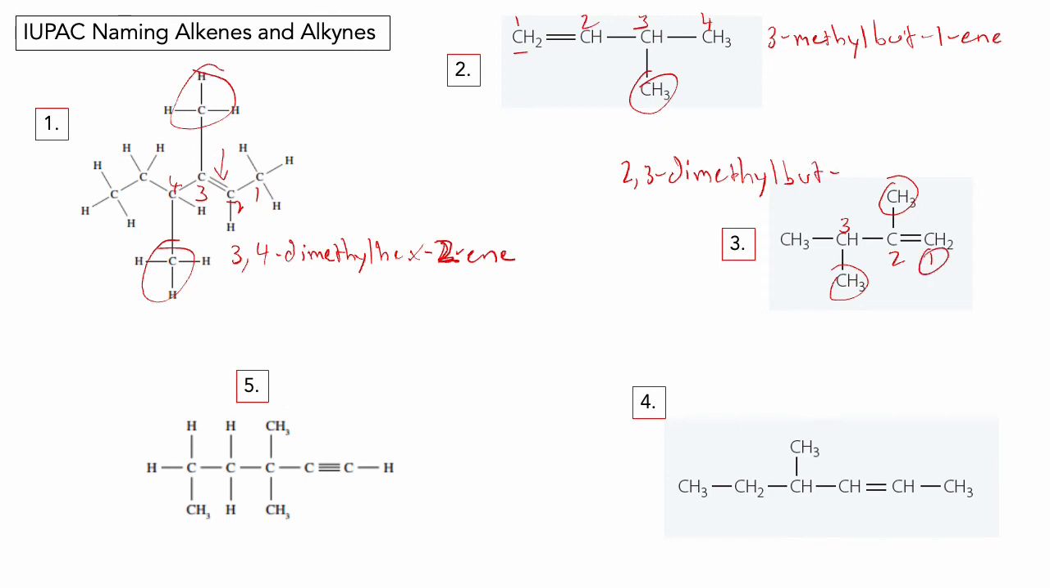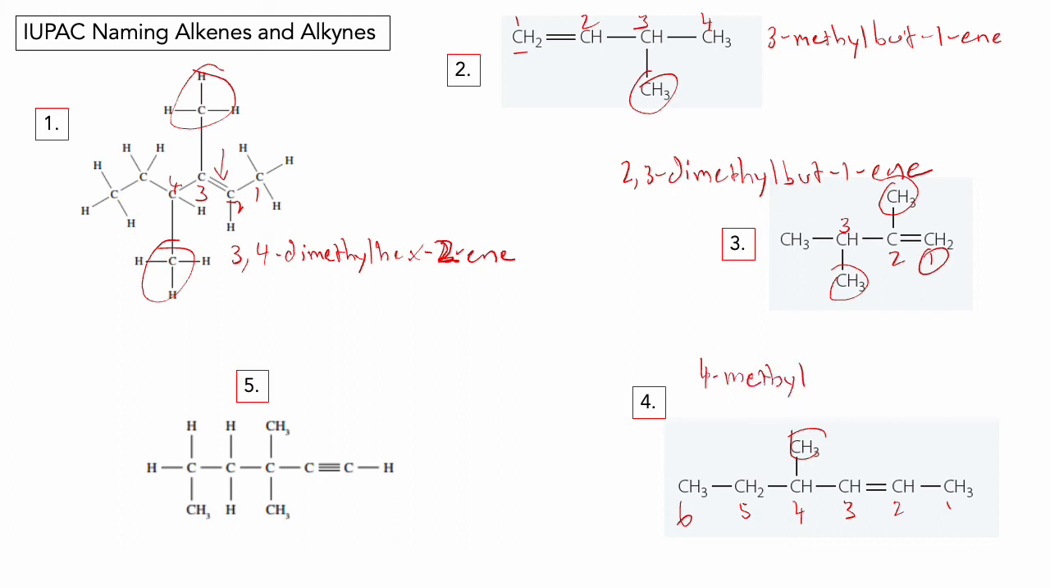Bond begins at the first carbon, so but-1-ene. Lovely. 2,3-dimethylbut-1-ene. Number 4, I'm going to number from this side. 1, 2, 3, 4, 5, and 6. So that's hex, hexene. Methyl group on the 4th, so that's going to be 4-methyl.